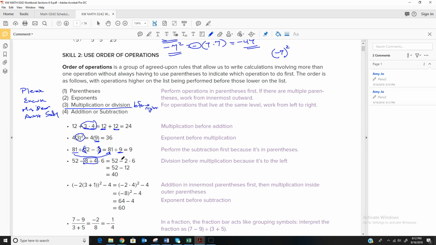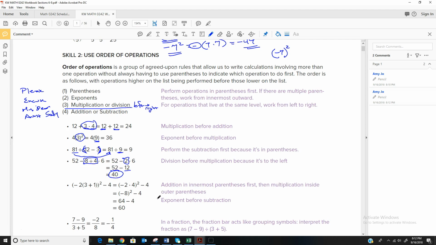So now that we've done 8 divided by 4 and replaced that with the 2, now we're going to do 2 times 6, which is 12, and we bring down the 52, and 52 minus 12 is 40, and that's the correct answer.